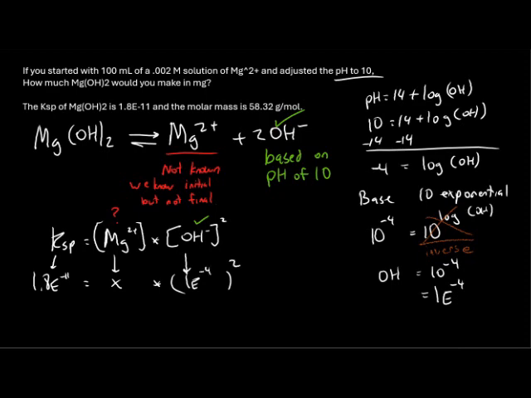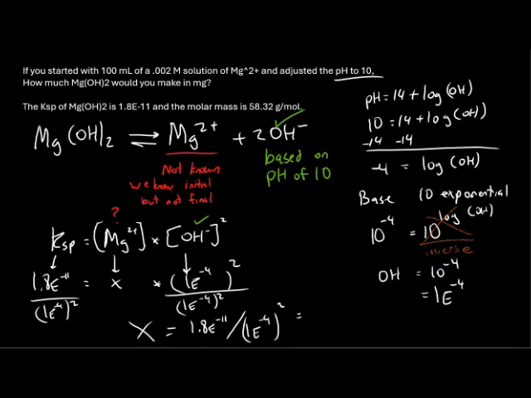We'll remember to write squared next to it. Therefore, all we'll need to do now is divide by 1 times 10 to the negative 4th squared. Therefore, our x will equal 1.8 times 10 to the negative 11th divided by 1 times 10 to the negative 4th squared. If we divide, we'll get 0.0018 molarity for our Mg concentration. This means when we have a pH of 10, we will have 0.0018 molarity of Mg left over.